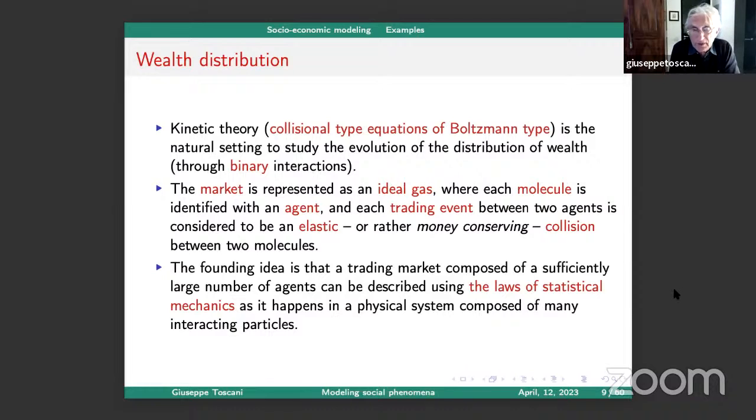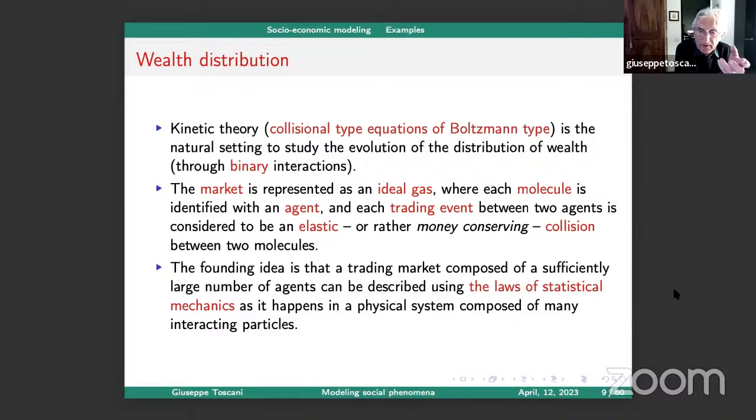Instead of molecules, you have agents. Instead of collisions, you have trading. And instead of an elastic collision, you have a money-preserving collision between two molecules. And the idea behind this, which is more or less what has been done in the econophysics community, is that a trading market, which is composed of a huge number of agents, can be described using the laws of statistical mechanics, and so using some sort of Boltzmann-type equation.